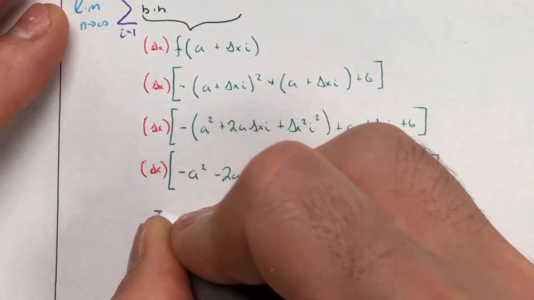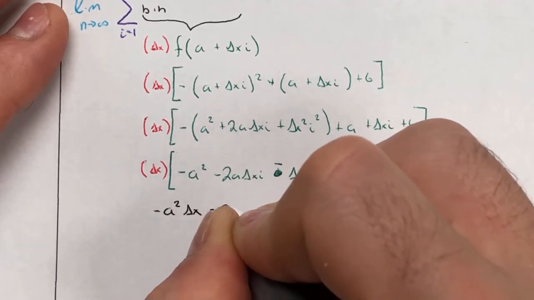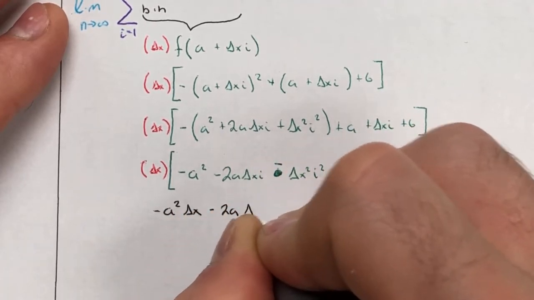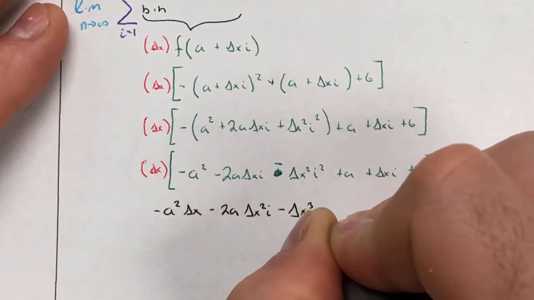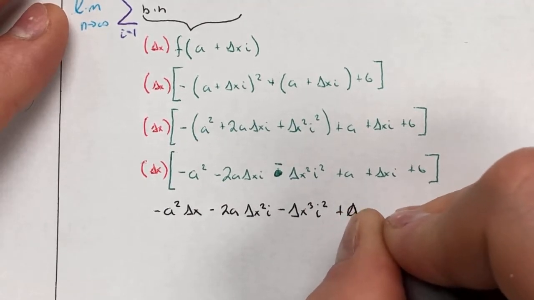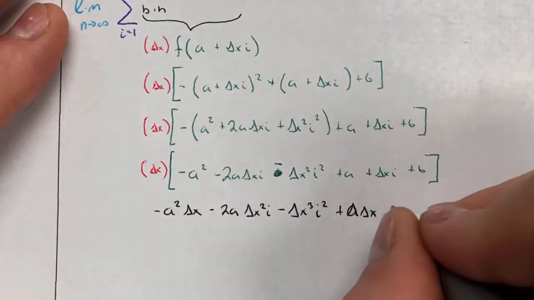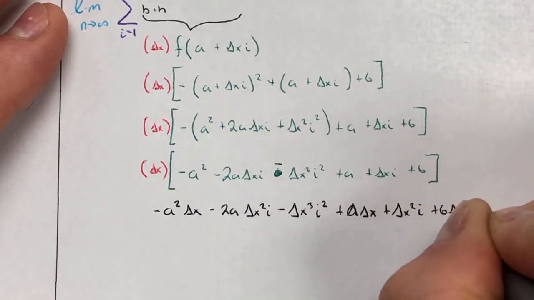So I have a negative a squared delta x minus 2a delta x squared i minus delta x cubed i squared plus a delta x squared i plus 6 delta x.